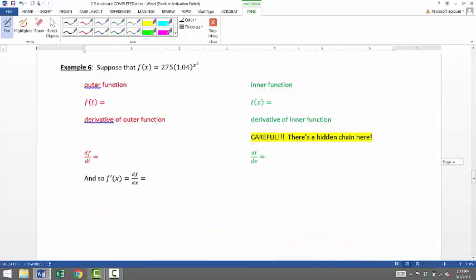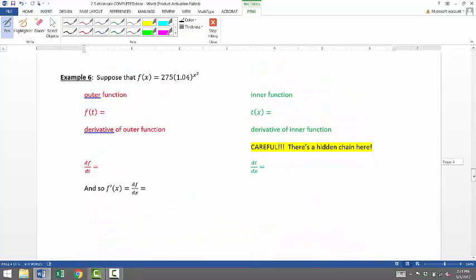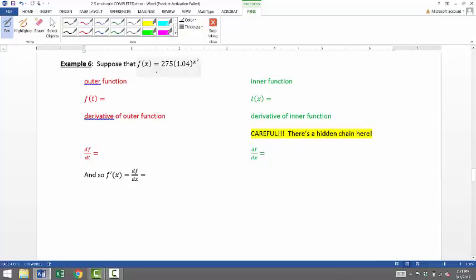Let's try example 6. In example 6, we have the function 275 times 1.04 raised to the x squared. Observe here that it looks a lot like an exponential function, except instead of raising it to the x power, we raise it to the x squared. So that is the inner function, t of x equals x squared.